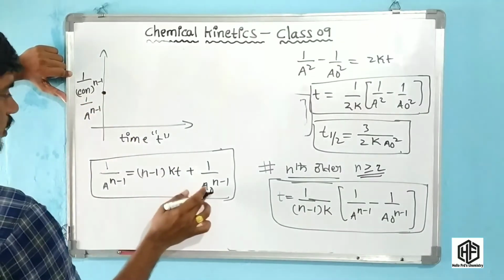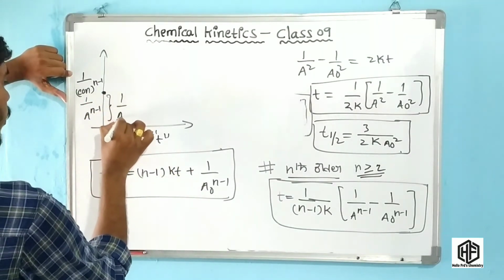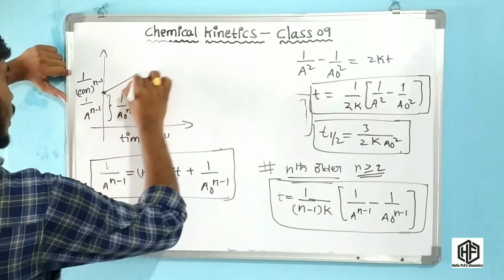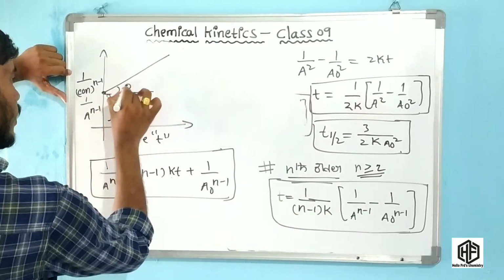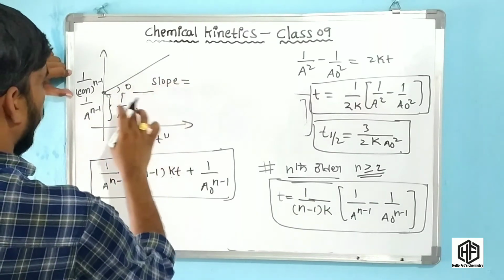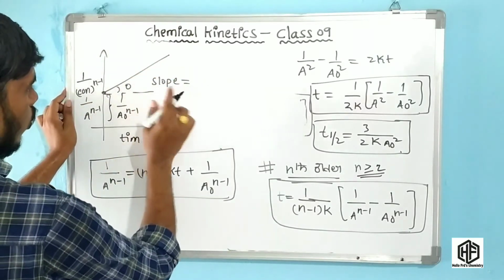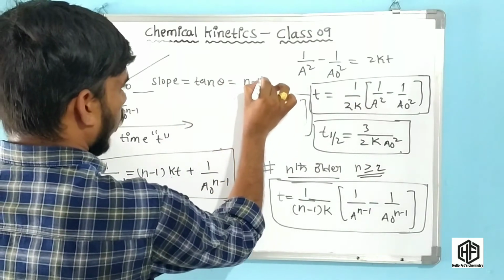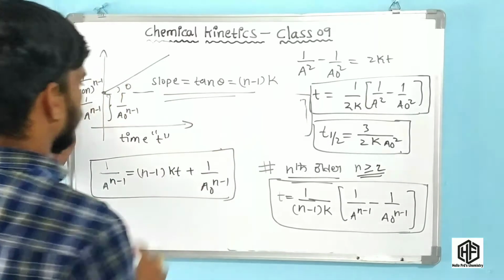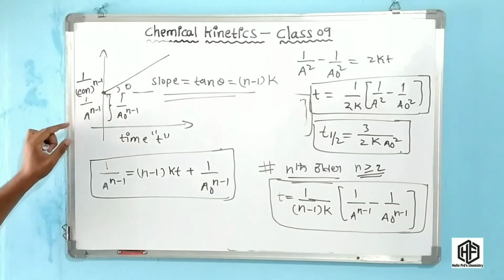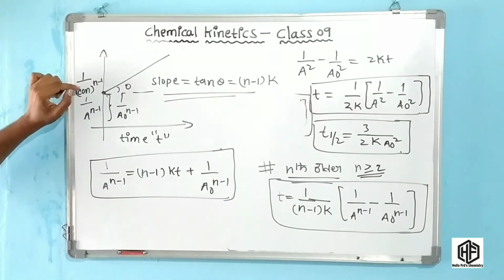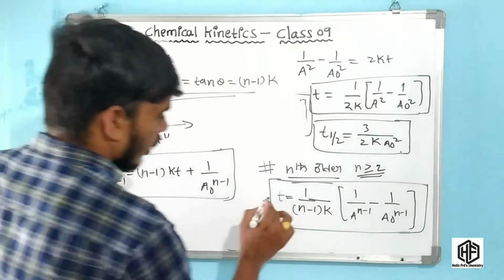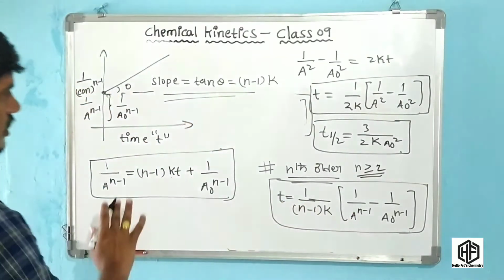Now the y-intercept value is 1 by A naught power of n minus 1. The slope is a positive slope, and the straight line is like this, where theta is the angle. The slope is equal to tan theta, which is (n minus 1) into K. This is the graph representation of the nth order kinetics, with 1 by concentration power n minus 1, meaning 1 by A power of n minus 1, plotted against T.